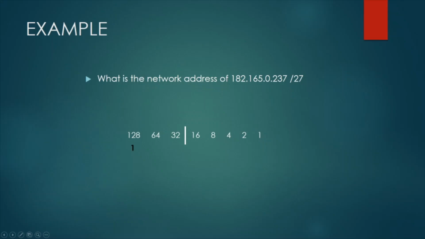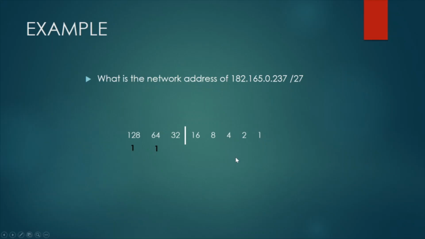The value of the interesting octet in this case is 237. So can you subtract 128 from 237 without going negative? Yes, you can. So turn on that bit, and that leaves us with 109. Can you subtract 64 from 109 without going negative? Yes, you can. Turn that bit on. That leaves us with 45. So basically 237 minus 128, 109 minus 64. That leaves us with 45.